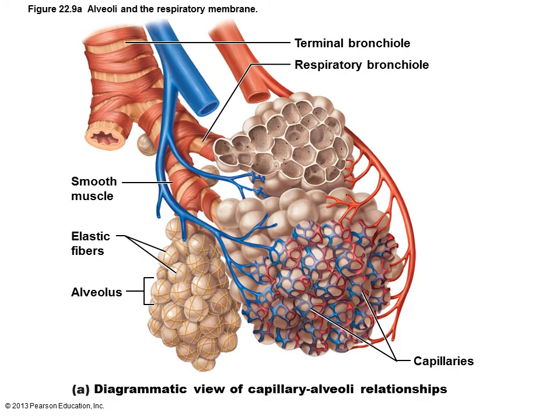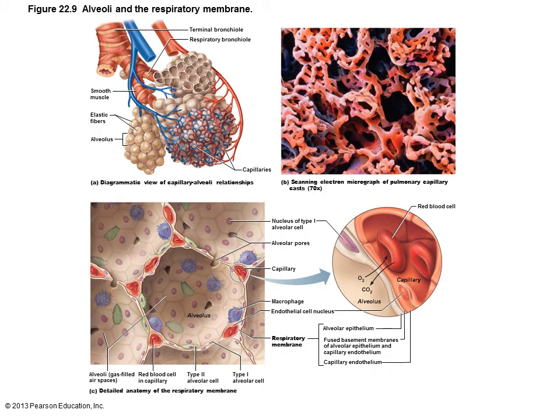Alveoli are surrounded by fine elastic fibers and pulmonary capillaries. Respiratory membrane has alveolar and capillary walls and their fused basement membranes, about 0.5 micrometer thickness. Gas exchange occurs across the membrane by simple diffusion, and alveolar walls are single layer of squamous epithelium of type 1 alveolar cells. And there are scattered cuboidal type 2 alveolar cells. They secrete surfactant and antimicrobial proteins.